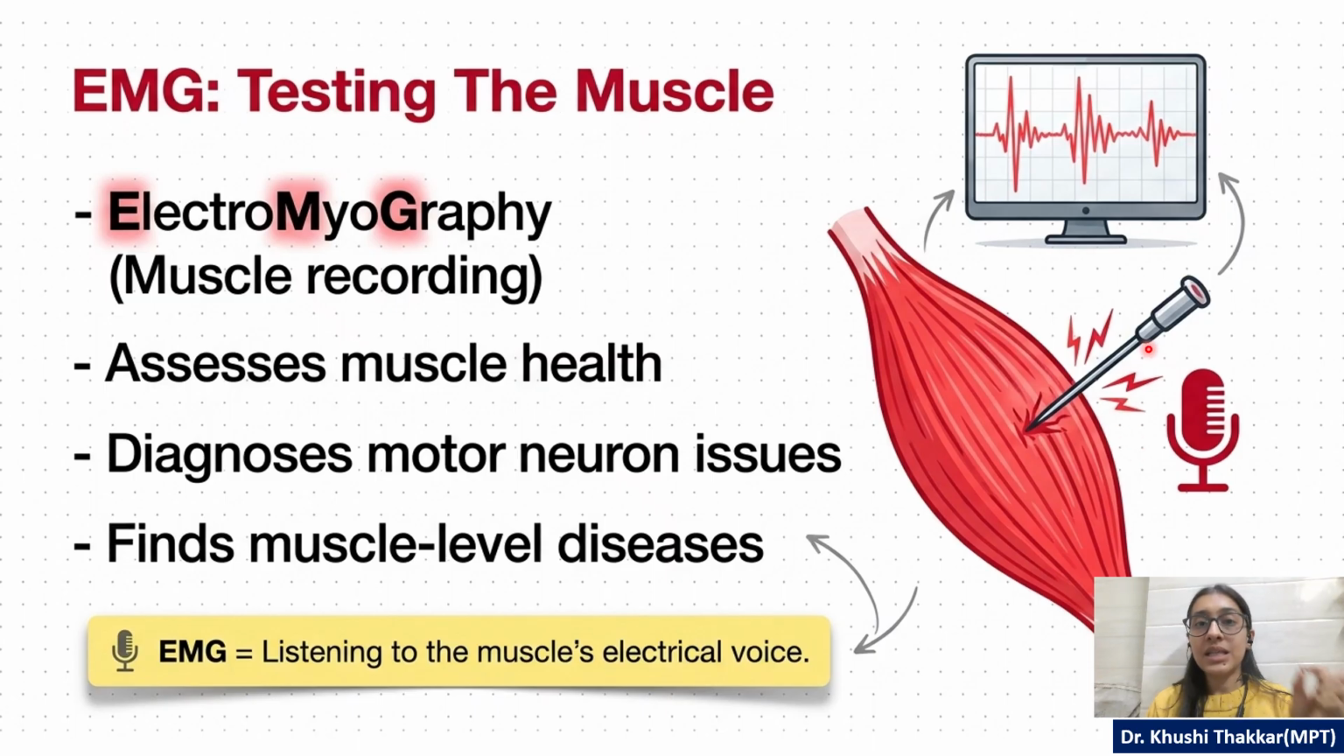So basically there is a needle which, under all sterile precautions and various precautions and indications, is pricked into the muscle, and the electrical activity is noted when the muscle is at rest, when the muscle is moving, contracting minimally, maximally, and the graph is recorded. That is electromyograph done via electromyography. It is basically listening to the muscle's electrical voice.